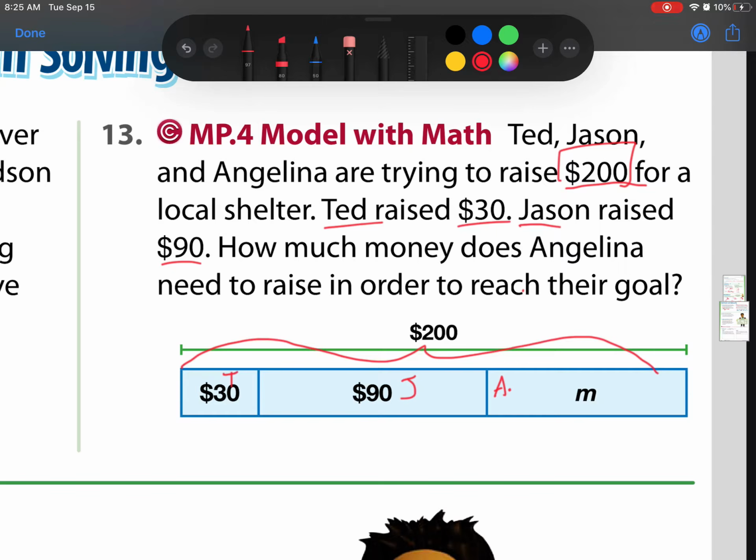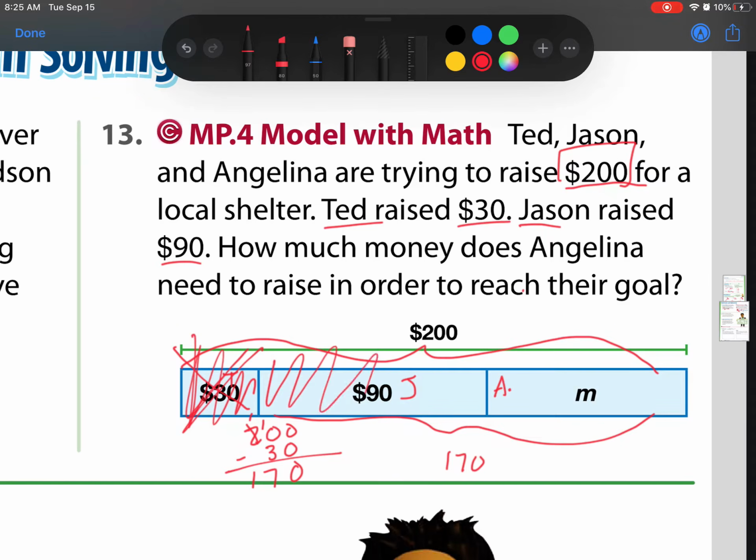So I'm also going to put an A for Angelina just so I remember whose it is. So now think of it. We have $200 and we're taking away this part. It's like it's been chopped off. So what would that be? 200 take away 30. Well, that's going to be, using my regrouping, 170 left. So this part right here is 170. And then again, think about it. We're taking this and we're chopping this off. So what would that be? 170 minus 90 is going to be 80. So she would need to raise $80.